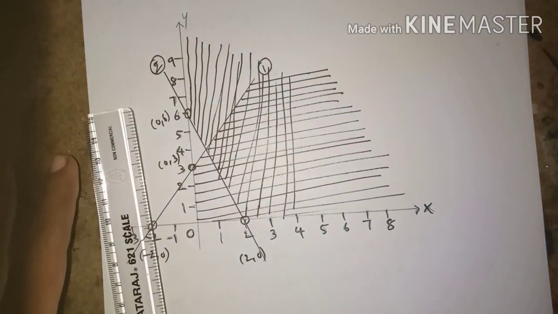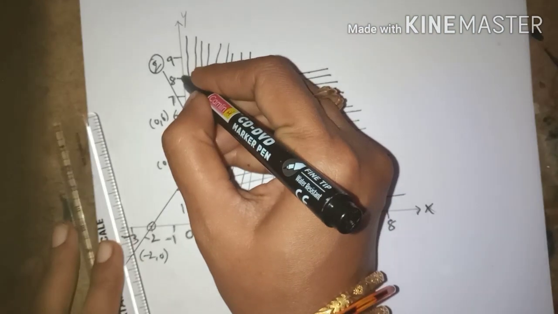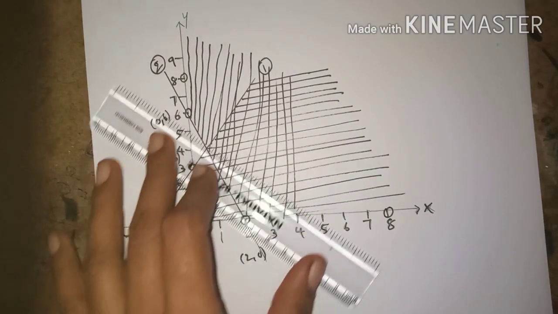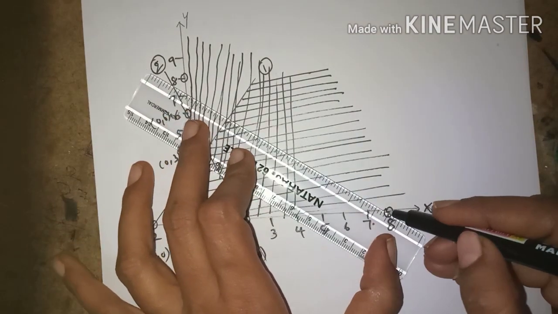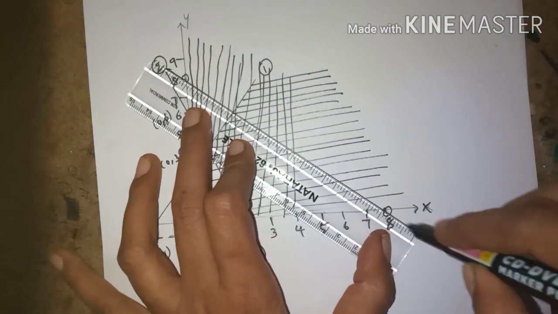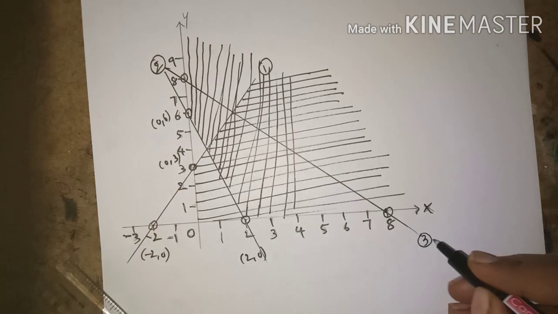After that, the third points are (0, 8) and (8, 0). (0, 8) here, (8, 0) here. Now join the 2 points. This is the third one.